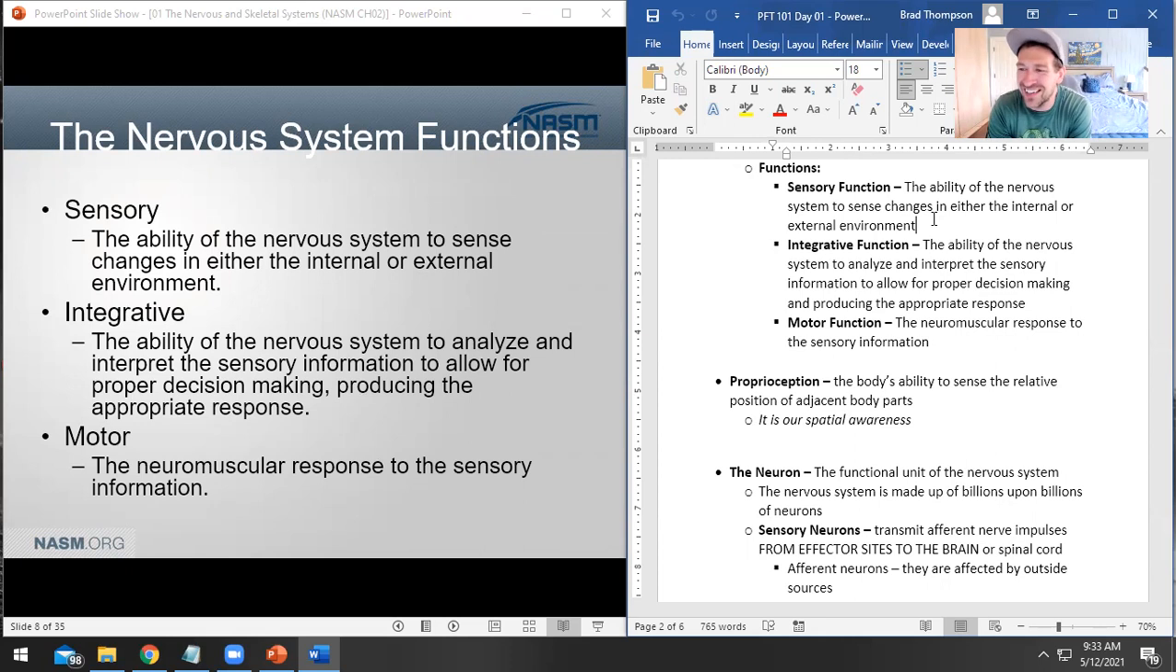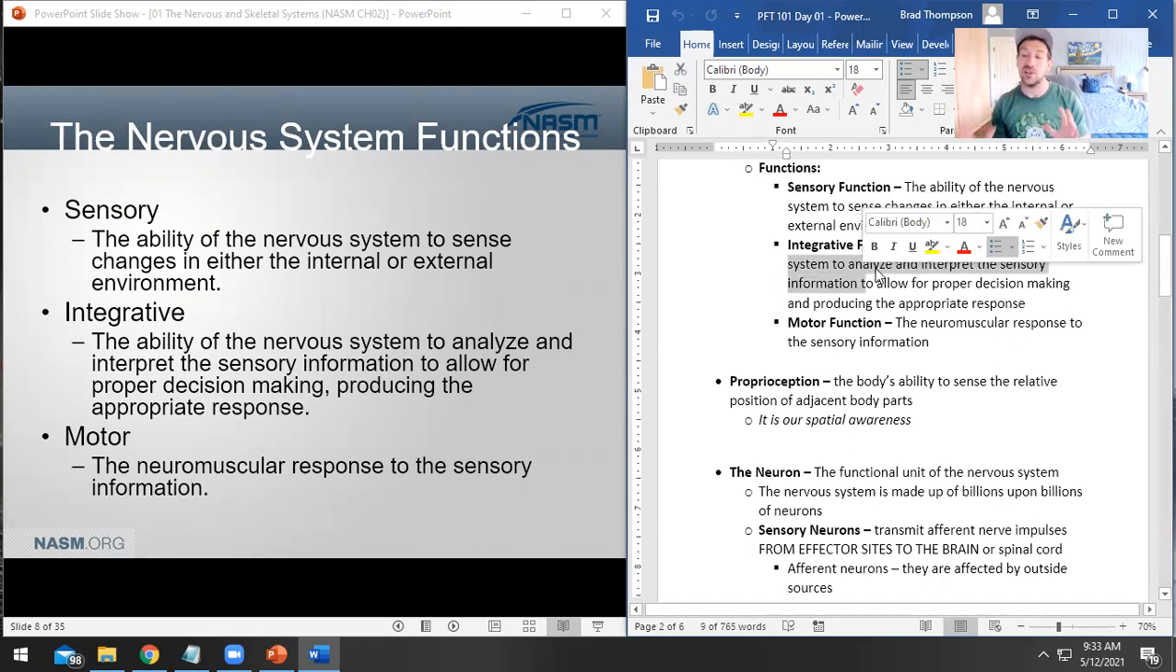Sensory function is gathering data, right? And then you have integrative function. Integrative function is your nervous system's ability to analyze and interpret that data, that sensory information, and that allows for the proper decision making. Okay. And that's how we sort of produce responses, right?